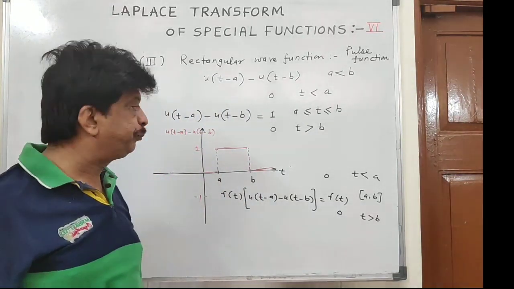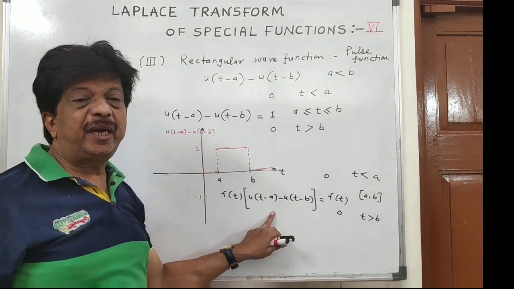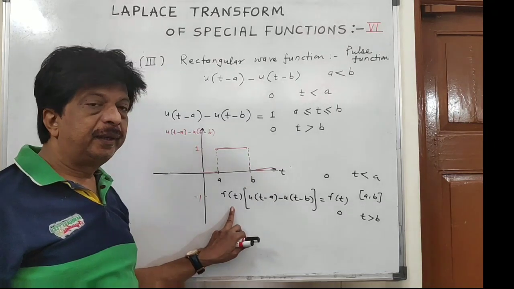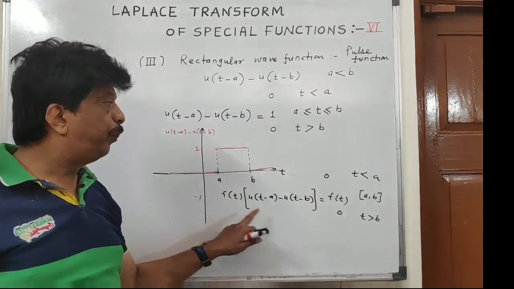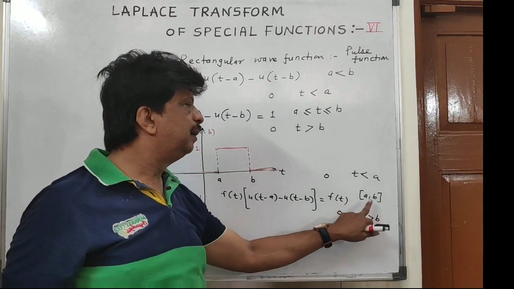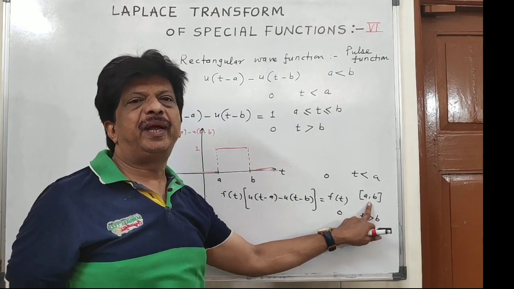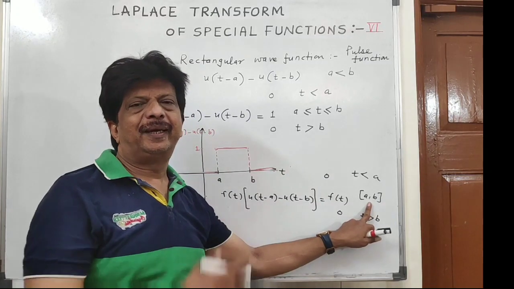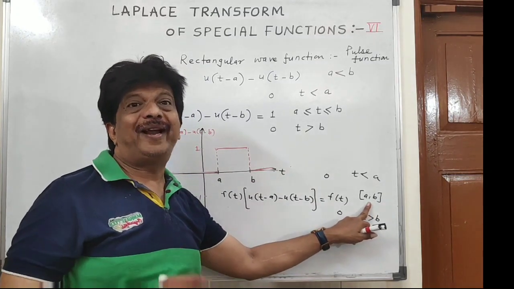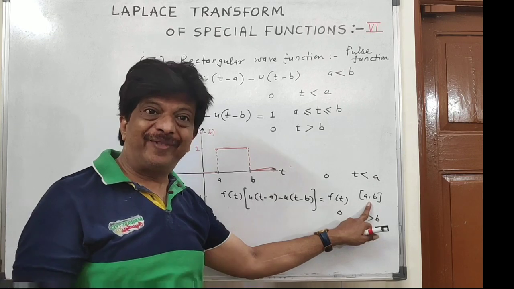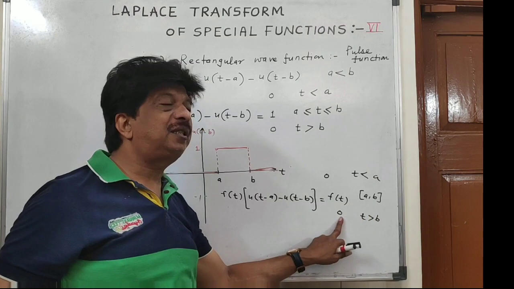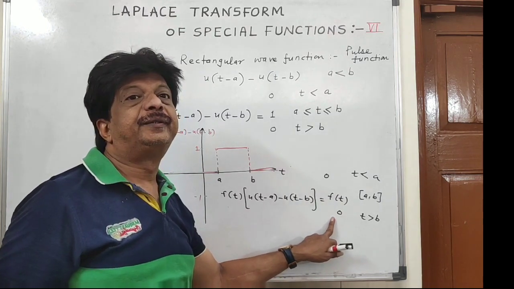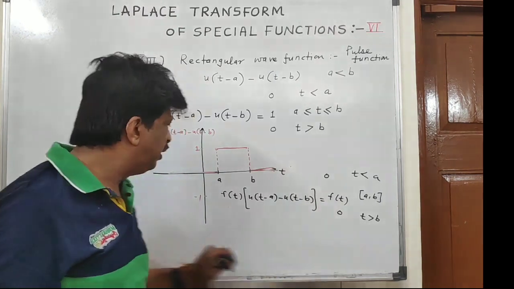So what does it mean? The effect of multiplying f of t by this function is that it allows the portion of f of t in its interval a to b. Outside this interval, it filters the graph, the signal. It cancels out, curtails, or rejects that portion.